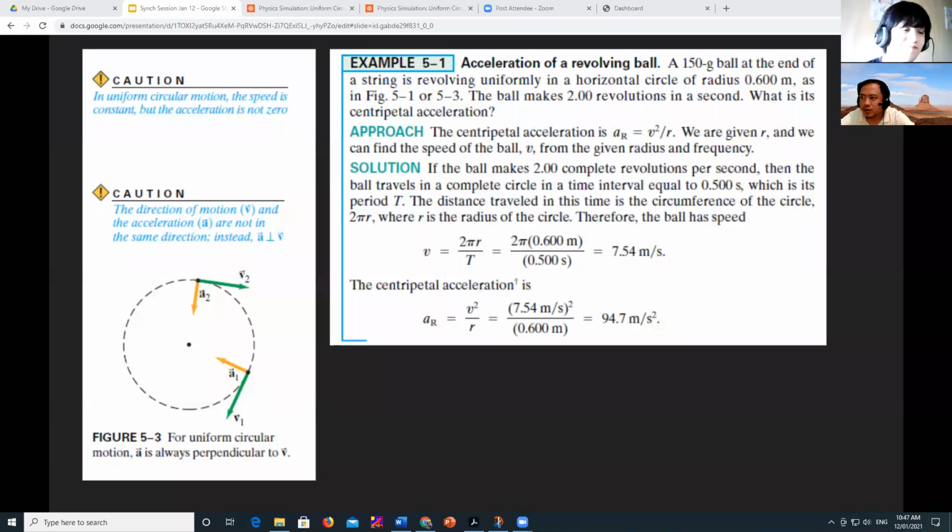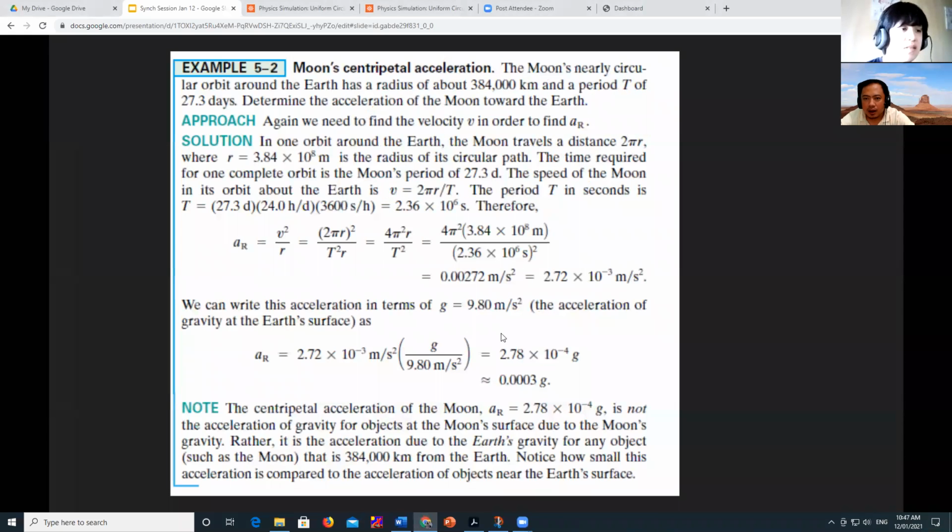Okay, so let's proceed to the next slide. Another example here: the Moon's centripetal acceleration. The Moon's nearly circular orbit around the Earth has a radius given, and a period T of 27.3 days. The period is the time to complete one whole cycle. So, determine the acceleration of the Moon toward the Earth.